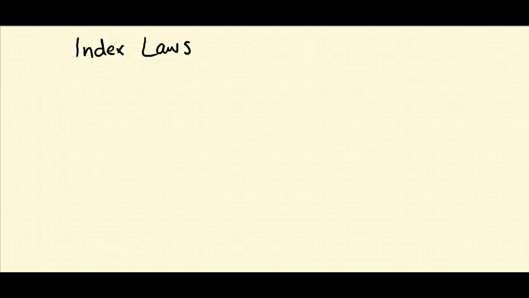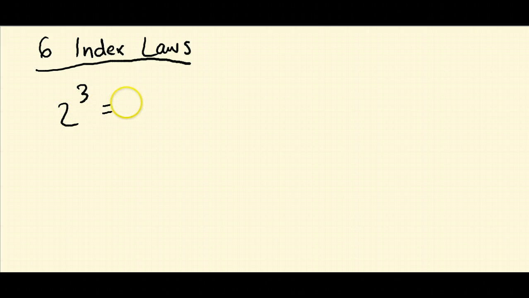Okay, in this video we're going to look at the index laws. There are 6 index laws that tell you what to do when you've got different combinations of indices or exponents. So an exponent is something like this, 2 to the power of 3, and that means 2 times 2 times 2, so 2 times itself 3 times. This number here tells you how many times you have to multiply it together.